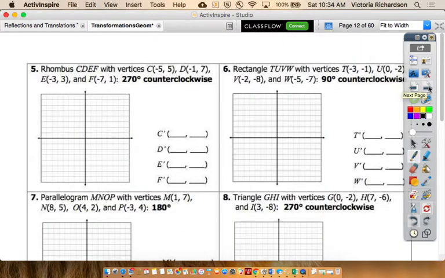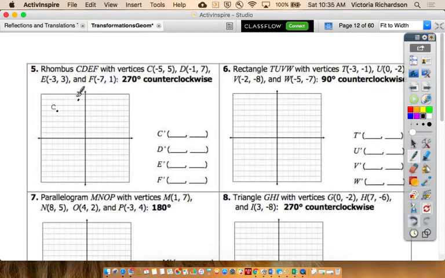Number 5, I have a rhombus that starts with C, which is -5, +5. So I'm going to do 1, 2, 3, 4, 5. 1, 2, 3, 4, 5. That's C. D is -1, 7. So -1, +1, 2, 3, 4, 5, 6, 7.